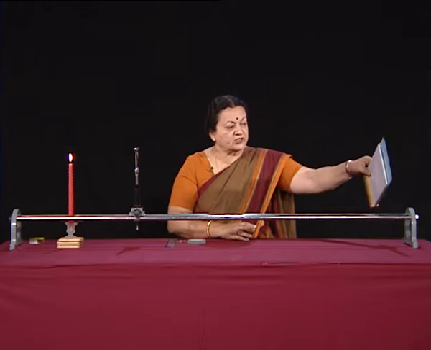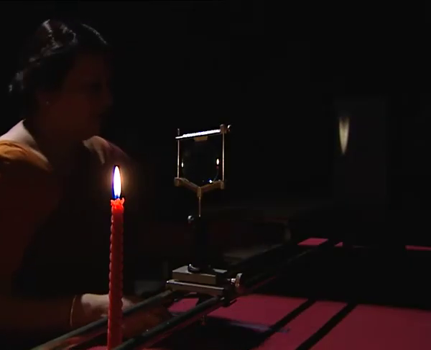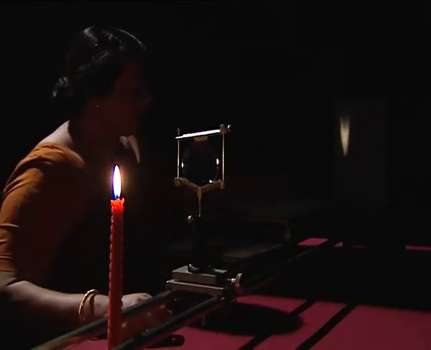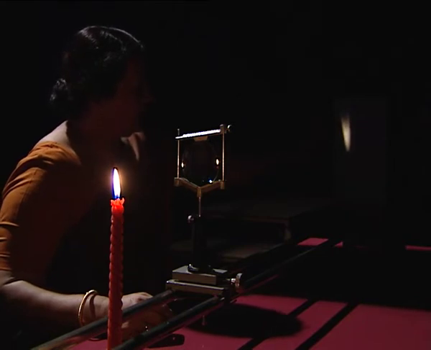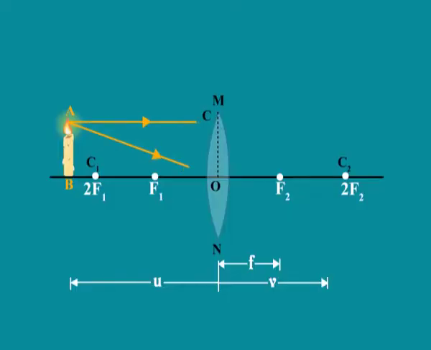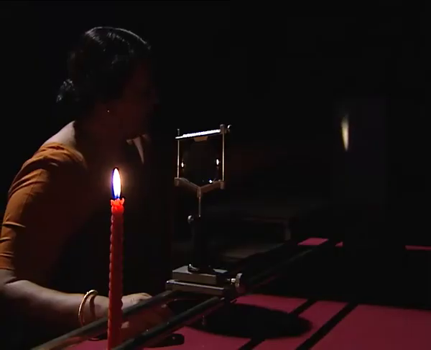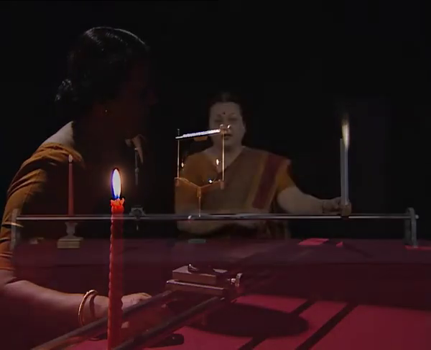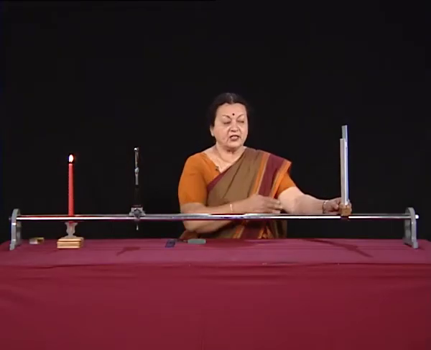If I move my screen here, you can see that there is this inverted flame of the candle. This is called the image. Why is it obtained here? Why am I able to see it when I was not seeing it right now? Without the screen, I can't see this image.